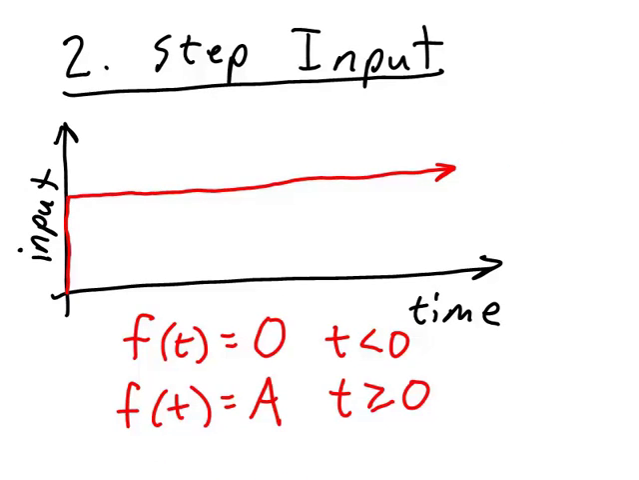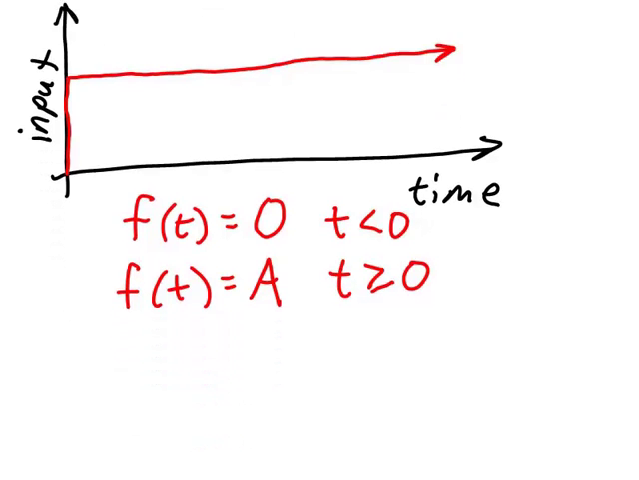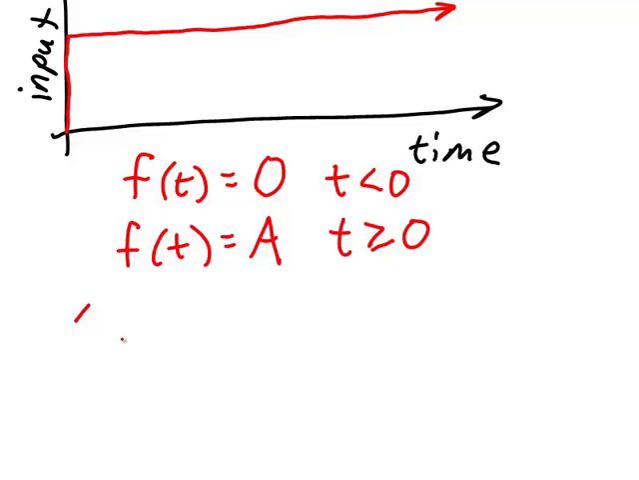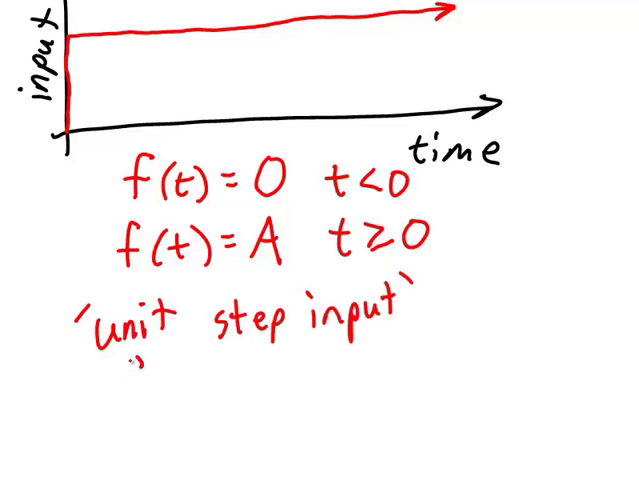Sometimes we'll use the terminology a unit step input. When we use the term a unit step input, it means that instead of being equal to some value a, the function is equal to 1 anytime that t is greater than or equal to 0. Let's take a look at some step inputs in the real world.